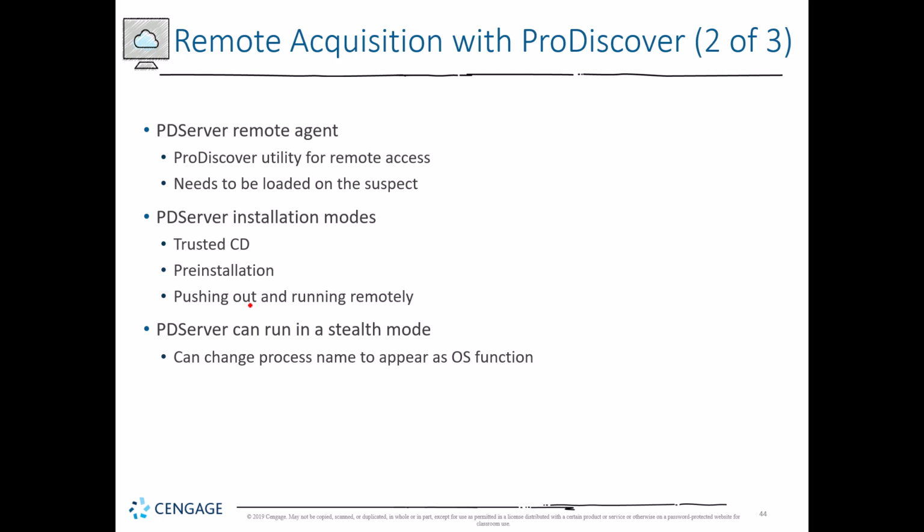With ProDiscover, we have things like PD server, remote agent, and a server installation. That way you can have a server running different agents on machines, and the agents will capture and send data back. Some agents are installed on the machine, some agents are booted off a live disk.